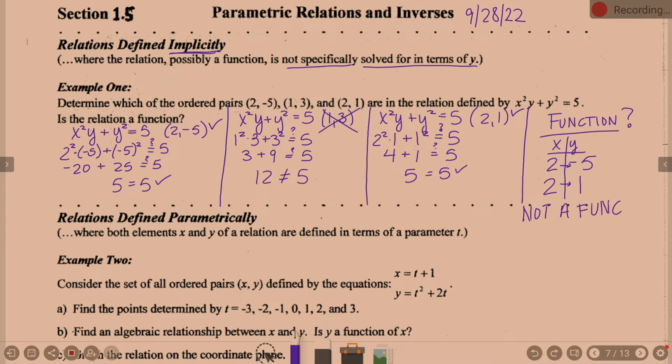If you want to write an explanation for yourself, it's not a function because 1 value in the domain matched or paired with 2 values in the range. Or in other words, shorthand is domain repeats. If I graph these ordered pairs, right 2 down 5 and right 2 up 1, what would happen when you did your vertical line test? Yeah, it would touch twice, right? You'd have 2 dots there and it would touch twice.